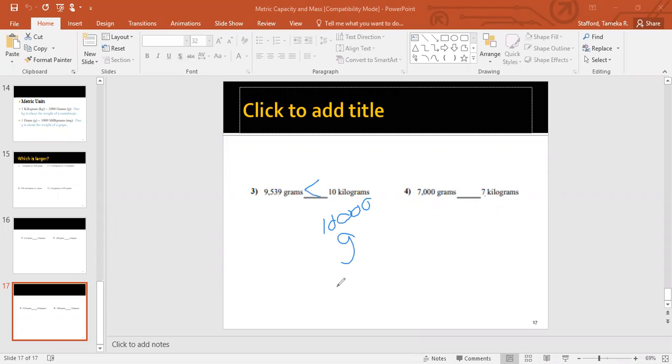10 kilograms. And then last one, you have 7,000 grams and 7 kilograms. I'm going to change my kilograms to grams again. So that's 7,000 grams, which will mean that these two are equal.